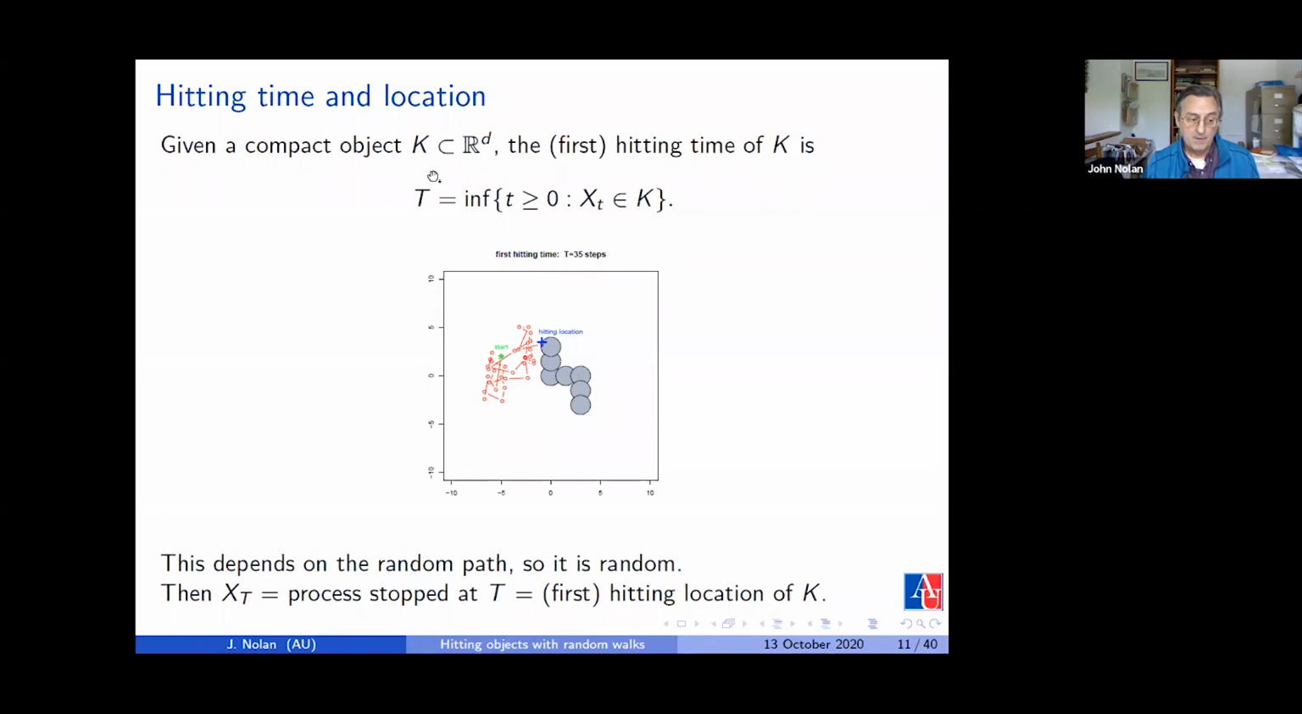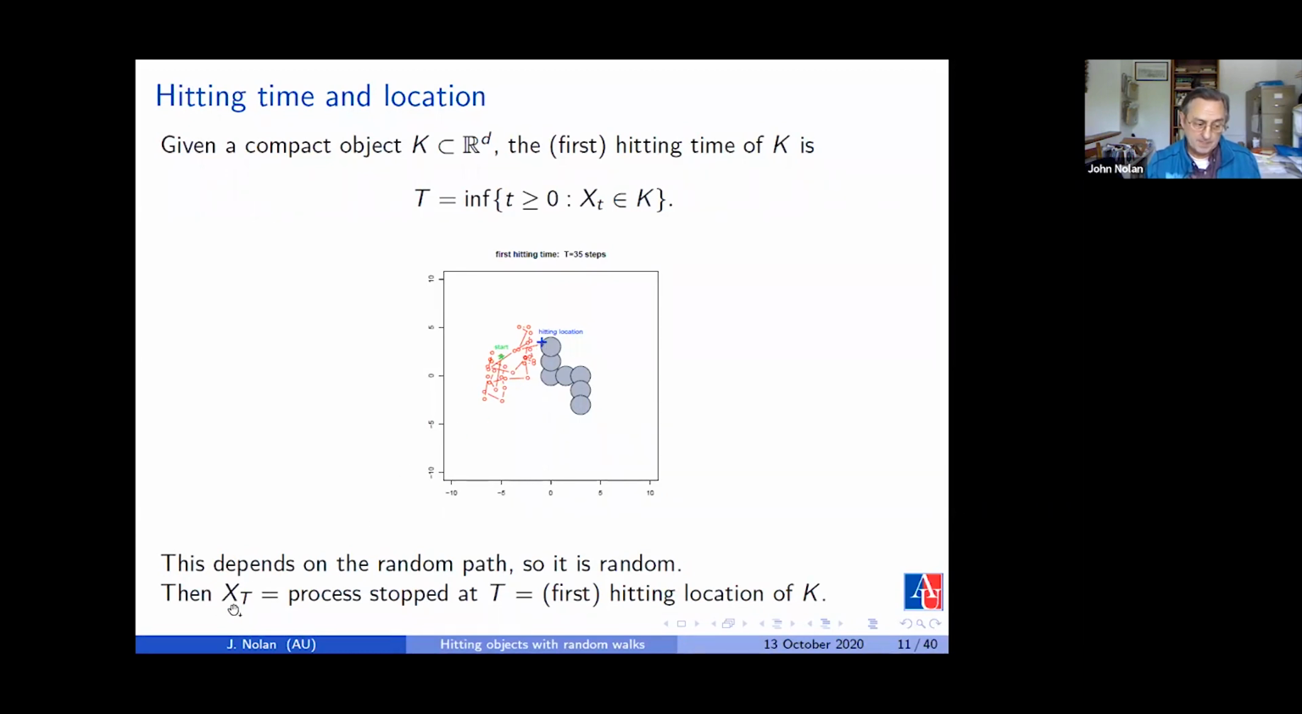Okay, so T is a random time, and now I'm going to do something more general. I'm going to take the continuous time random process X and evaluate it at the random time, capital T, and this gives you the process stopped at T, so it's the first hitting location of K. In this illustration here, it took 35 steps to hit this target set K, and the hitting location is right here.